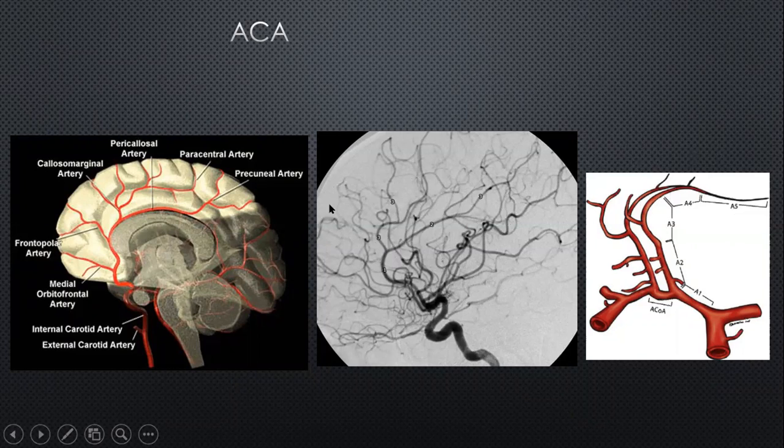And the rest of the frontal lobe, the dominant arteries are the callosomarginal arteries and the frontopolar arteries, which are here at the frontal pole. And of course more posteriorly you get into the paracentral area, which is around the central sulcus, and most posteriorly you get up to the precuneus, which is the branch which goes just in front of the parieto-occipital fissure. So these are kind of the branches of the ACA.